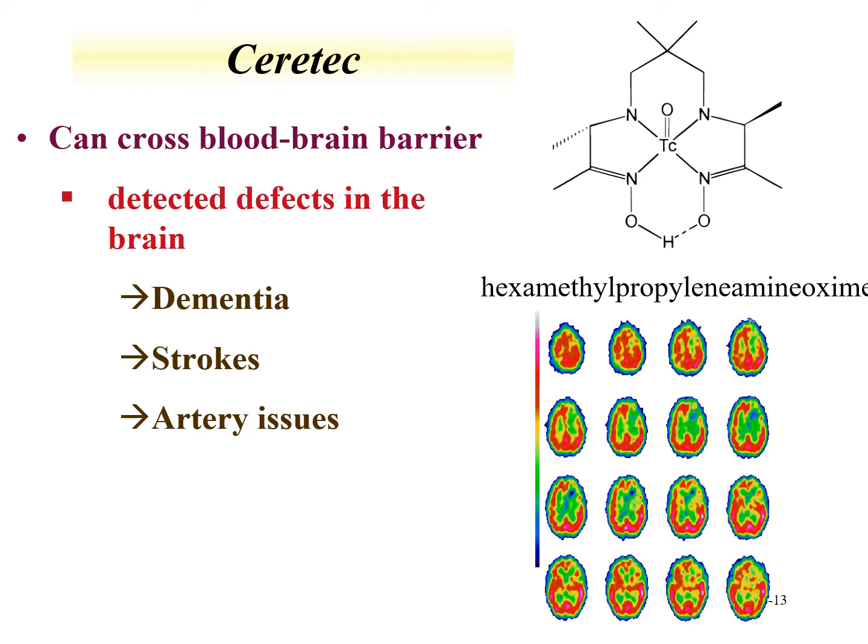Ceretec is another example of a technetium compound. This has the property of crossing the blood-brain barrier, and it can be used to image the function of the brain. So, for instance, it can be used to evaluate the presence of dementia, or if strokes have influenced brain activity. One can evaluate if the technetium is getting into all parts of the brain, and if not, it could be an issue that strokes have prevented blood flow to the brain, and also arteries that feed the brain, if there are any clogging or clotting issues with those arteries.